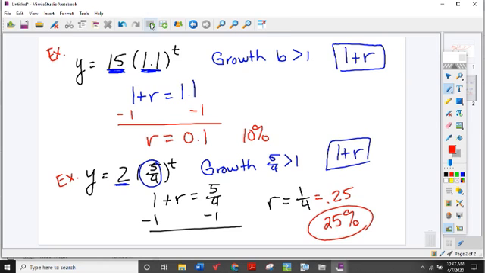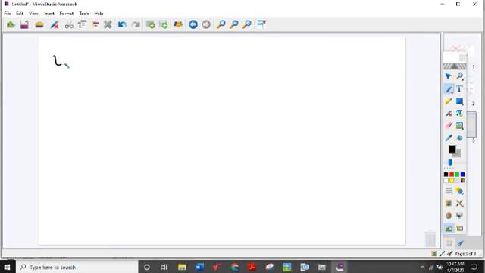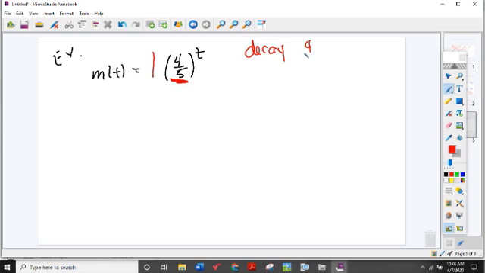And then one more example. Let's do a decay model. So in this particular one, the initial amount would be 1 because there's no number here. 4/5 is less than 1, so this would be decay because 4/5 is less than 1. So I want to use the 1 minus r model. So that means 4/5 equals 1 minus some r. So what would that r be?